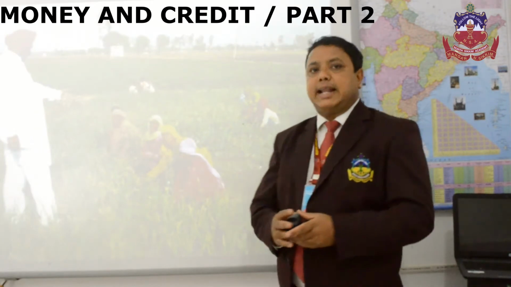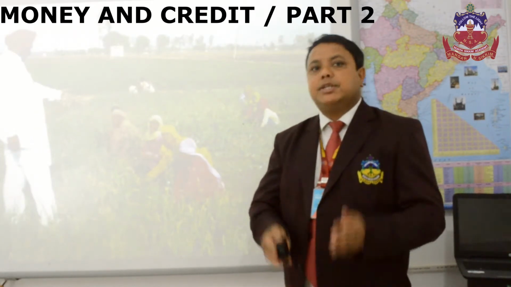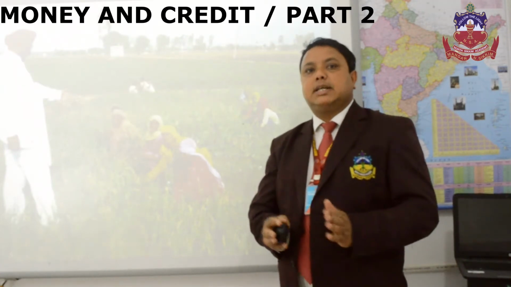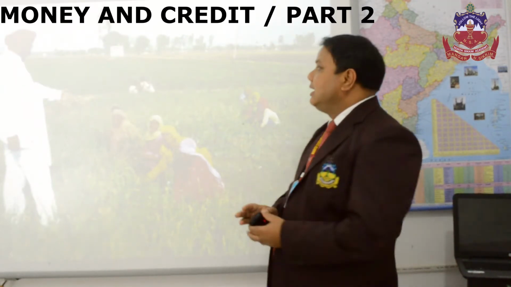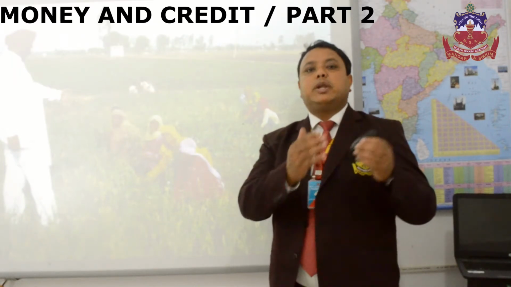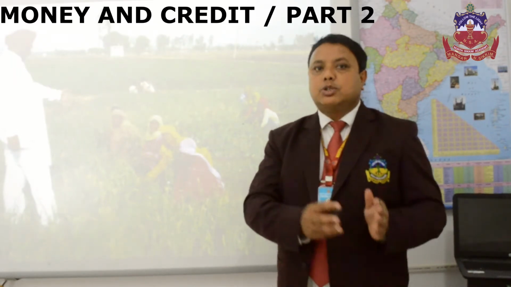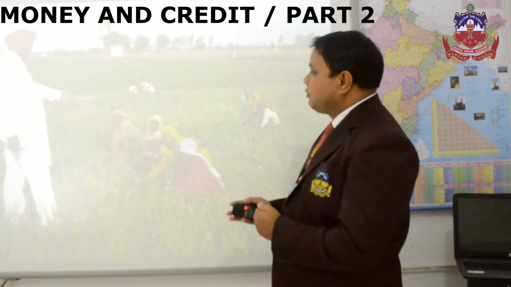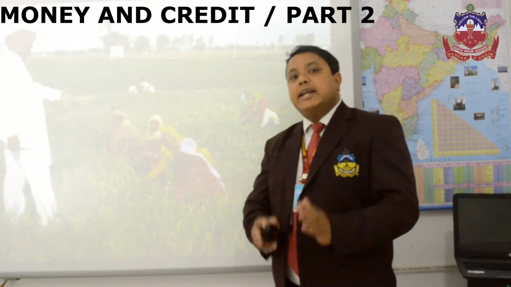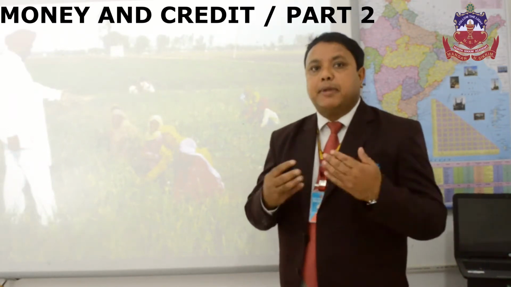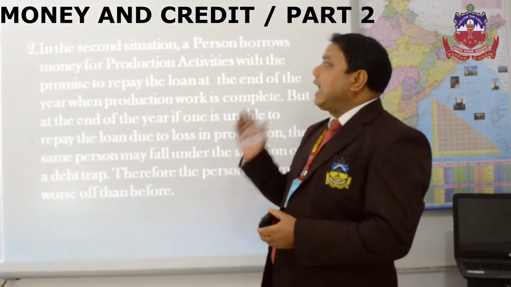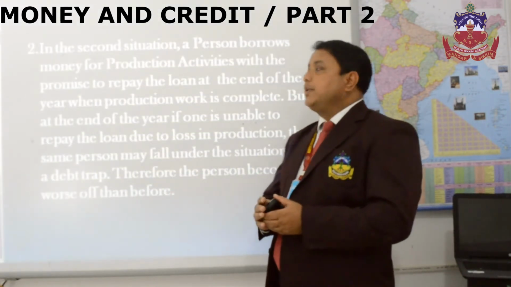This is an example of a situation in which a farmer got credit from a bank or some organization, and he is able to earn profit, he was able to repay the interest also, and he himself also became successful. So in this way, in the first situation, credit can be helpful for the development and economic upliftment of a person. However, there can be another kind of situation also.